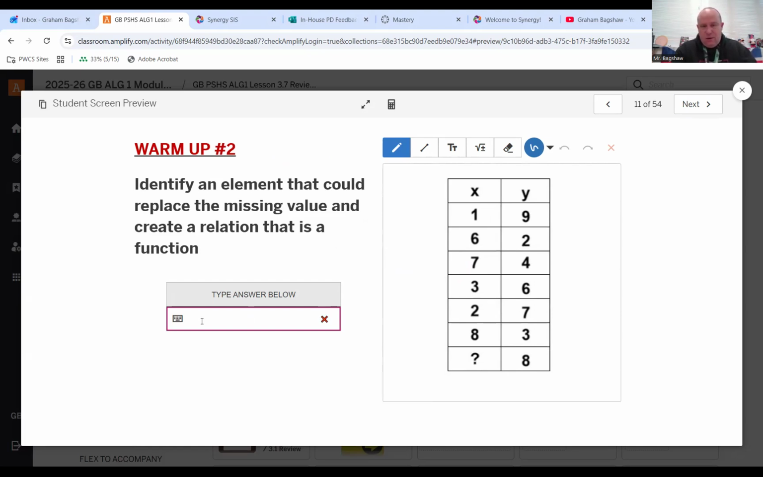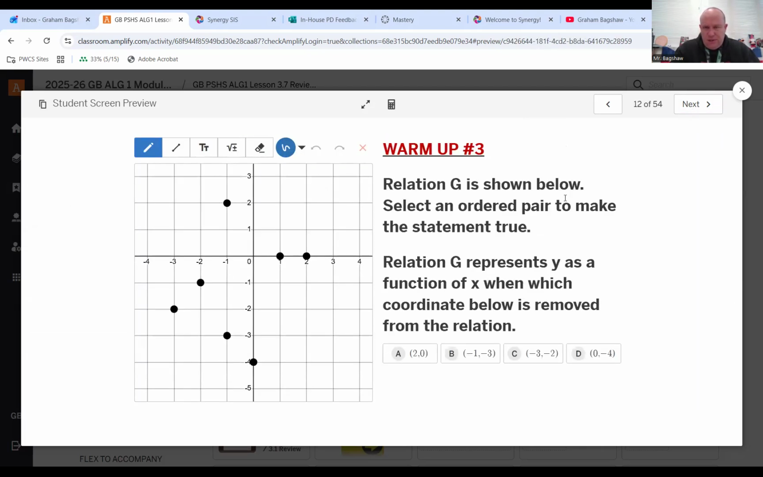Obviously, if I type in 1, that's not going to say correct because I already have a 1 here. So remember, just once again, just looking at the x values for this. Relation G is shown below. Select an ordered pair to make the statement true. Relation G represents y as a function of x when which coordinate is removed.